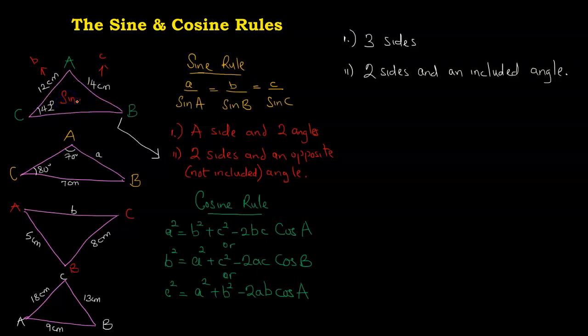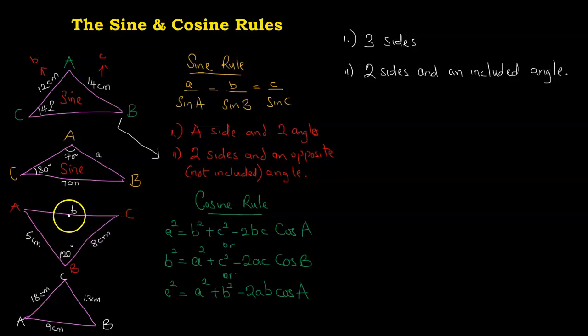So I'm going to write sine rule. It's going to be very easy for me to use the sine rule to obtain either the length of the side BC or either of the two angles. Let's move to the next one. We can also see here that we have two angles and a side that's opposite one of the given angles. So the sine rule is also going to work. So I'm going to write sine rule here.